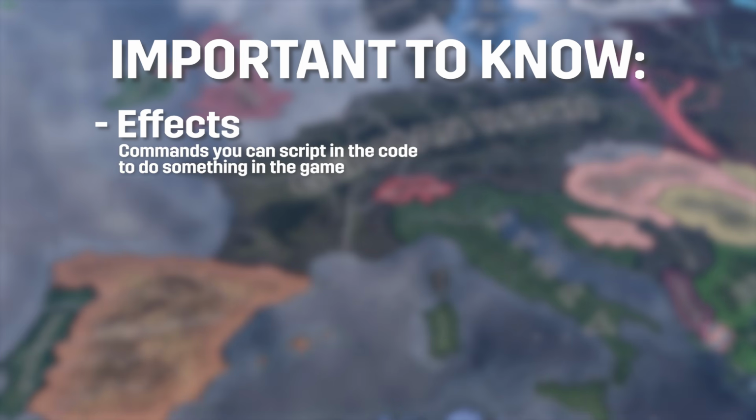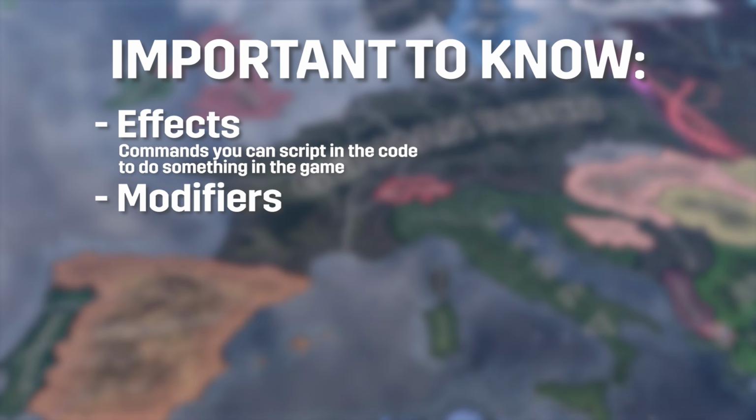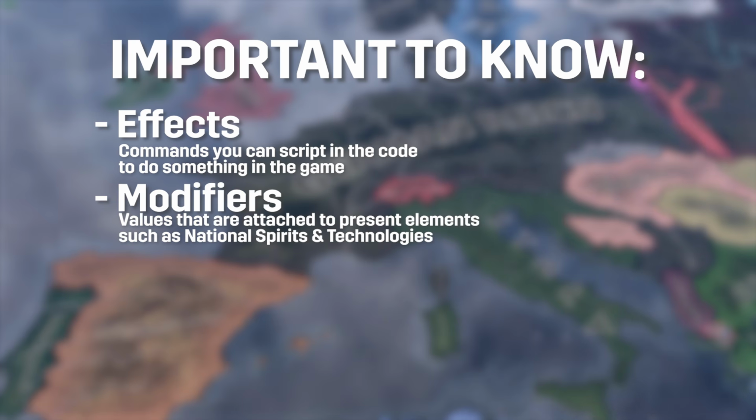Effects are commands that you can script in the code to do something in the game. An example of this is to make an event appear in the game or to add a national spirit. Modifiers are values that are attached to present elements such as national spirits and technologies. These values modify in-game values for that nation, such as stability, political power gain, and army recovery rate.